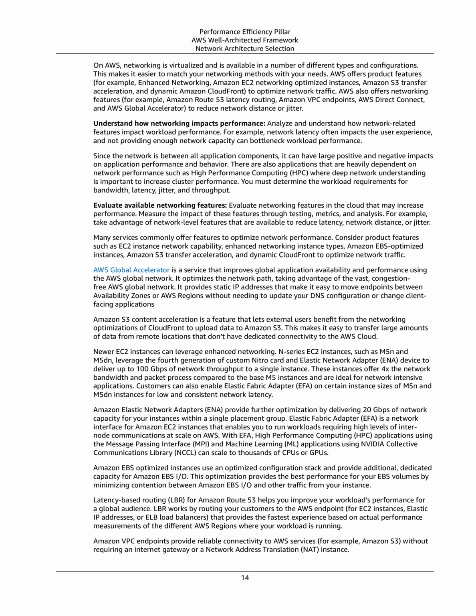These instances offer 4x the network bandwidth and packet process compared to the base M5 instances and are ideal for network-intensive applications. Customers can also enable Elastic Fabric Adapter, EFA, on certain instance sizes of M5N and M5DN instances for low and consistent network latency. Amazon Elastic Network Adapters, ENA, provide further optimization by delivering 20 gigabits per second of network capacity for your instances within a single placement group.